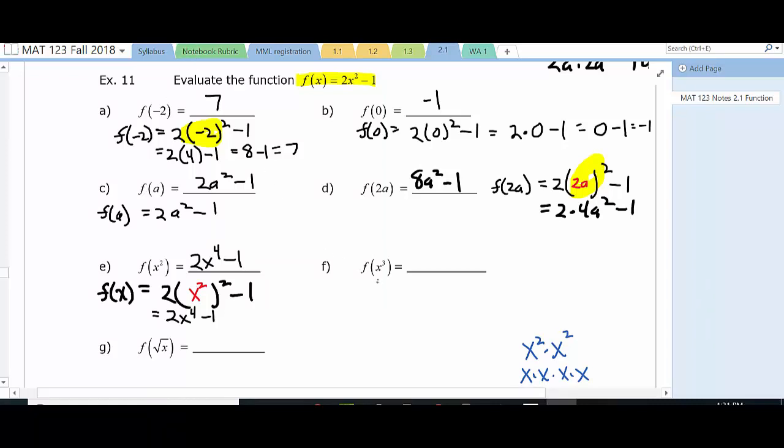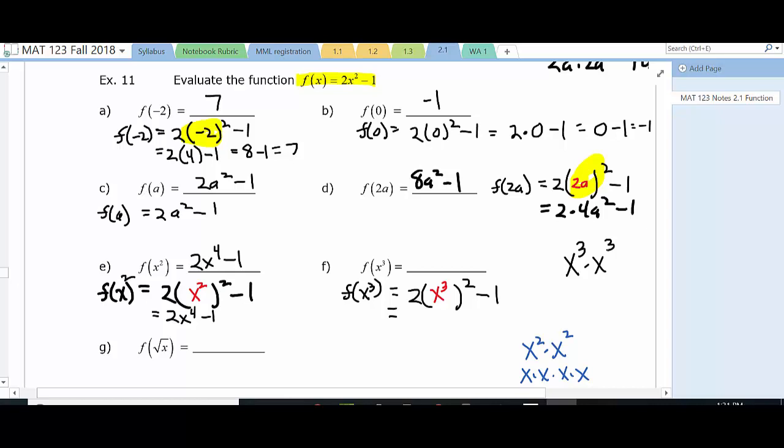Okay, the next one you're going to do the same thing. We're going to do f of x cubed. That should have been x squared there. F of x cubed is going to be 2 times something squared minus 1. So we're going to plug in the x cubed and work that out. What is x to the third? What would happen if you did x to the third and multiplied it by itself? What would you get? X to the sixth.